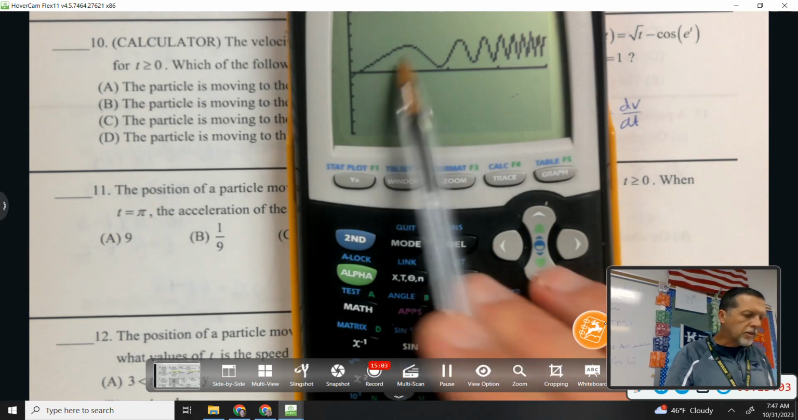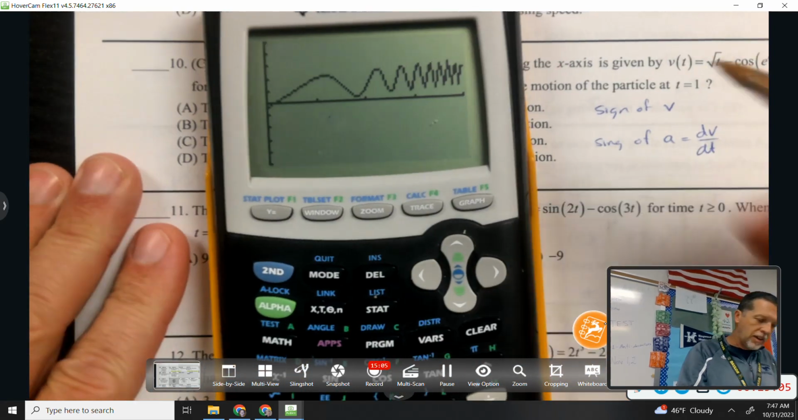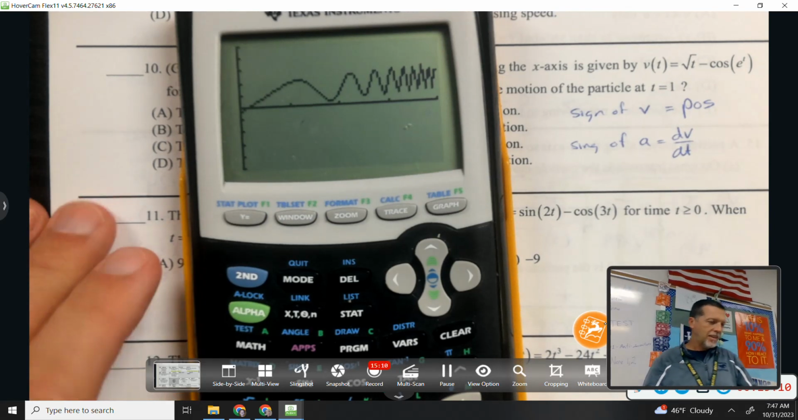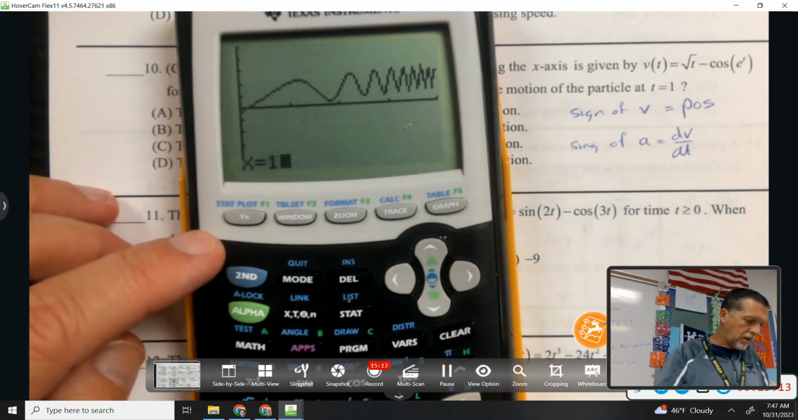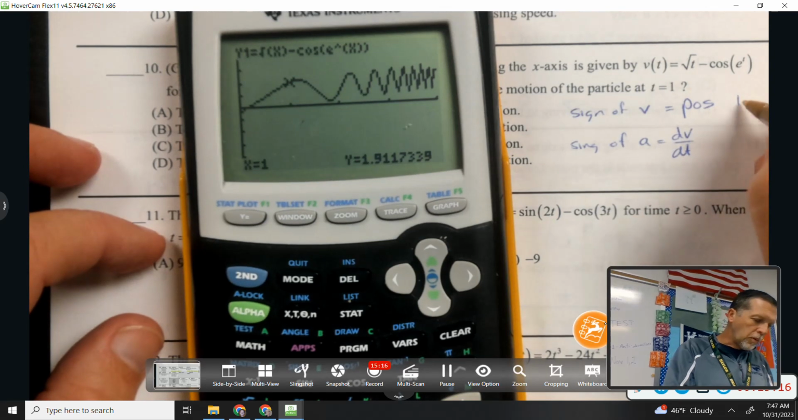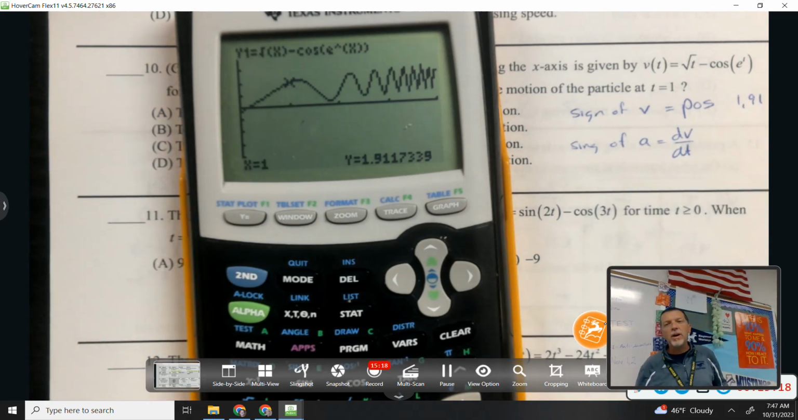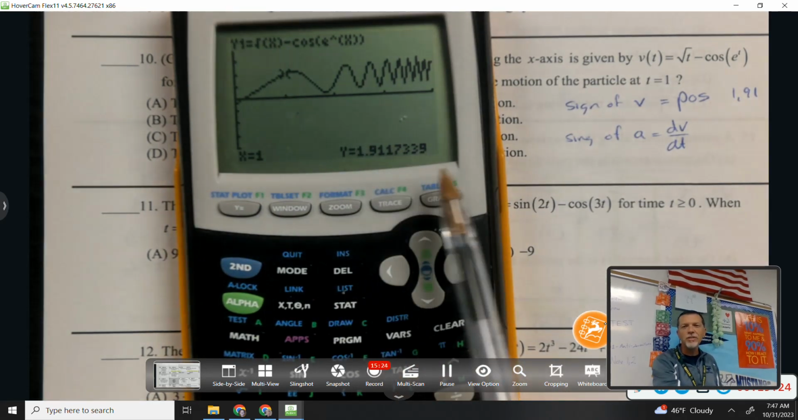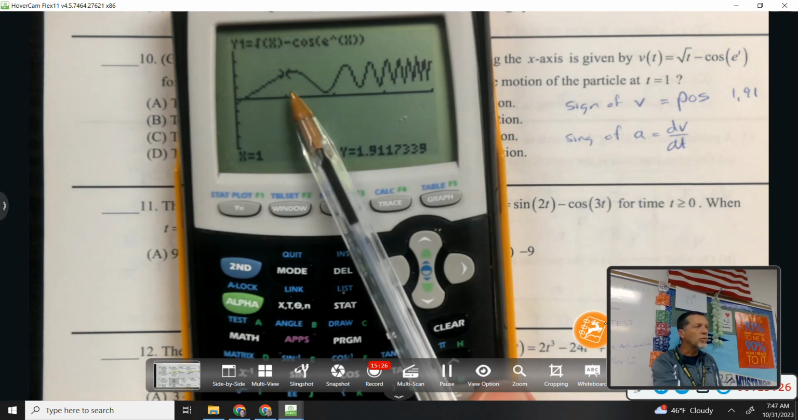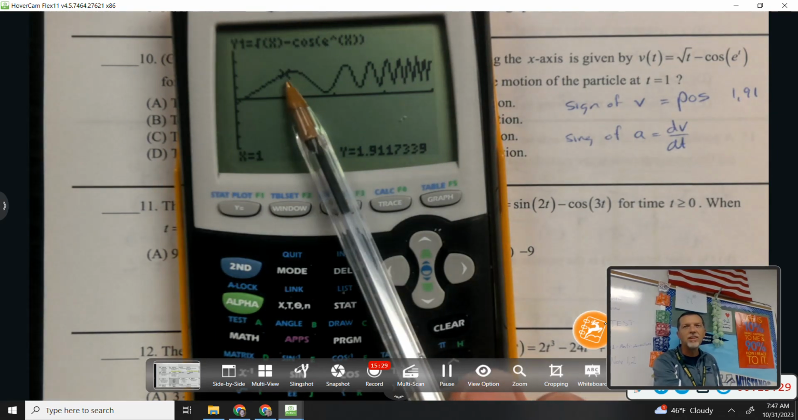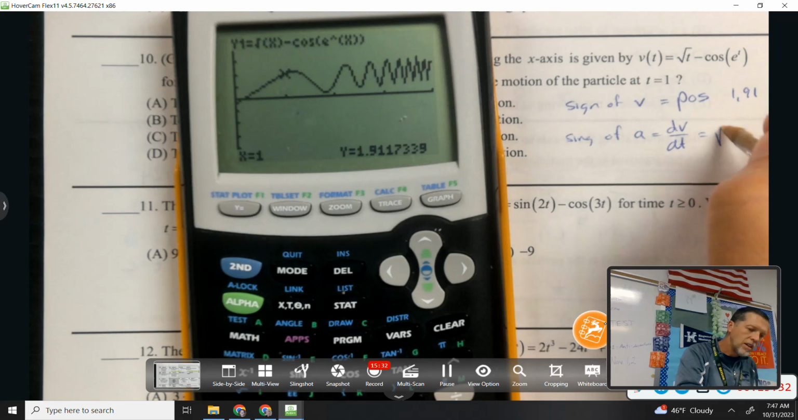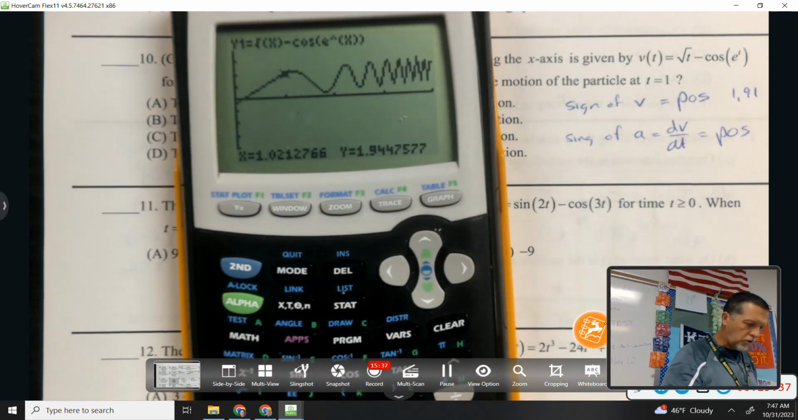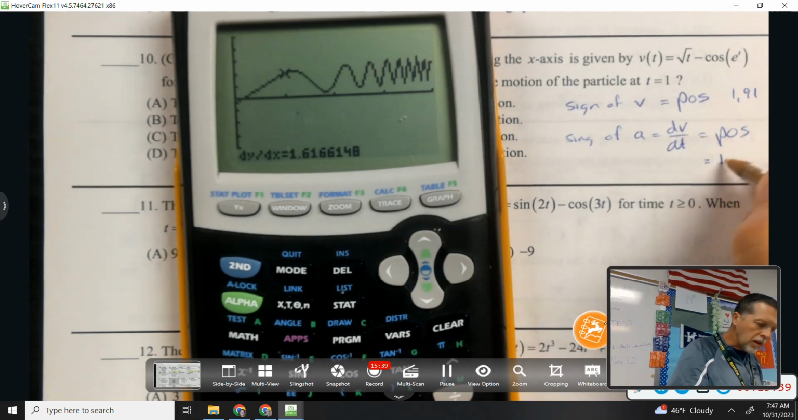Okay, clearly v is positive because it's above the x-axis. I mean, I guess if you really want to know what it is, the value is 1.91, but all I care about is is it positive? What about the slope? Can you tell by looking? I don't even need to do a derivative here. What's the slope of that line, positive or negative? It's positive. Now, if you want to find the derivative, you can, but it's really not necessary. You should be able to tell by looking. 1.617.